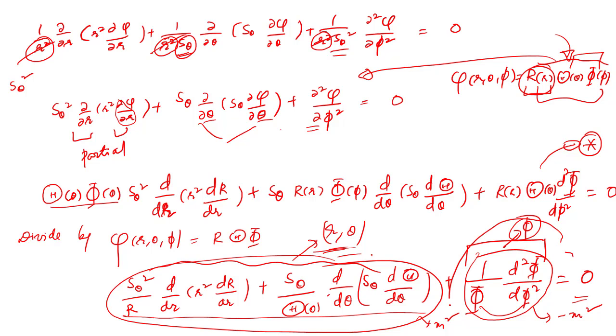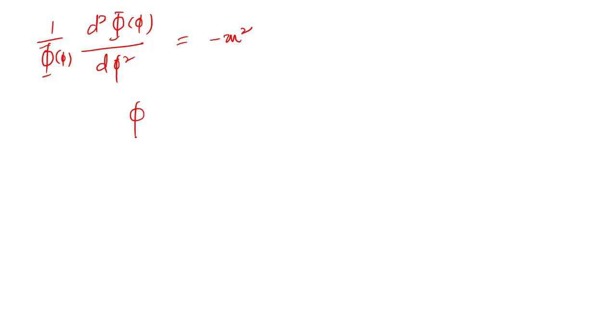So I'm going to write the equation for the third part. If I write that, I would get 1 over phi of phi, d squared phi of phi by d phi squared is equal to minus m squared. Now you can clearly see that for this, phi of phi is equal to e to the power plus or minus i m phi, our solution.